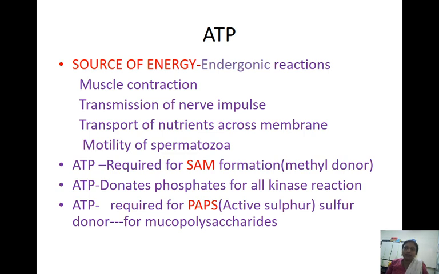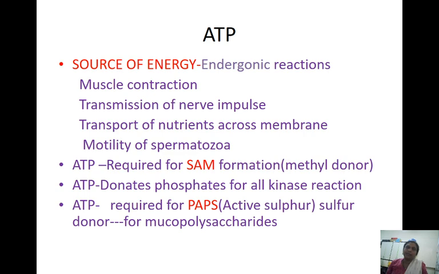This transport helps in transfer of nutrients across the membranes, and ATP also provides energy for motility of the spermatozoa. So ATP, as it contains 2 acid anhydride bonds which on hydrolysis provide energy, may be utilized for endergonic reactions, muscle contraction, transmission of the nerve impulse, transport of nutrients across the membrane, and for the motility of the spermatozoa.